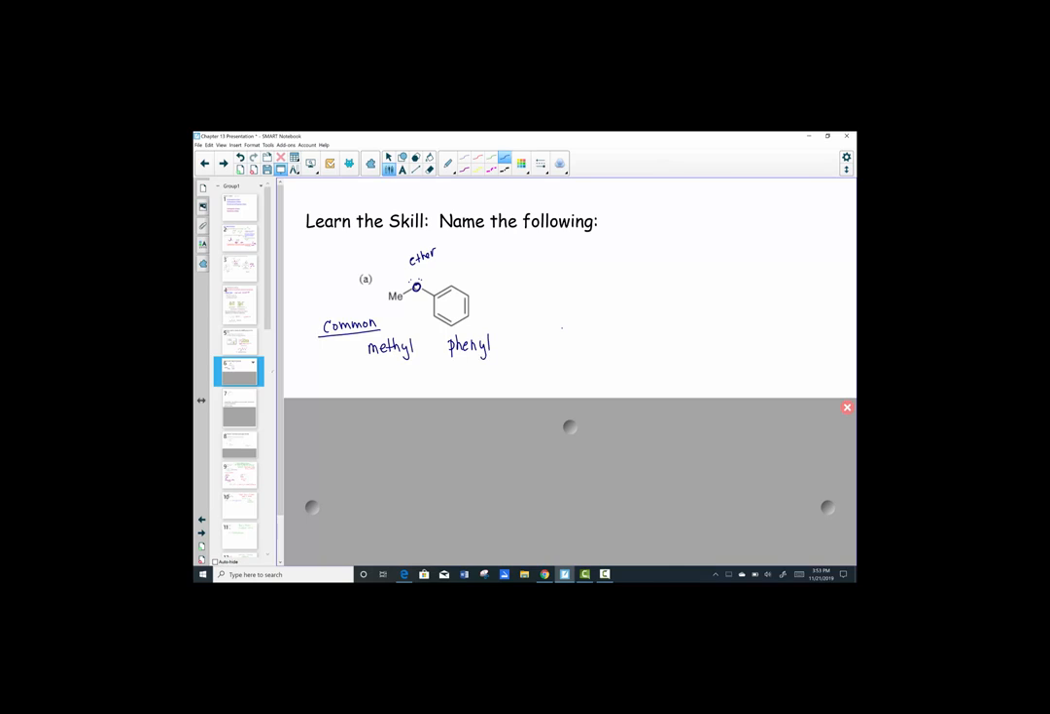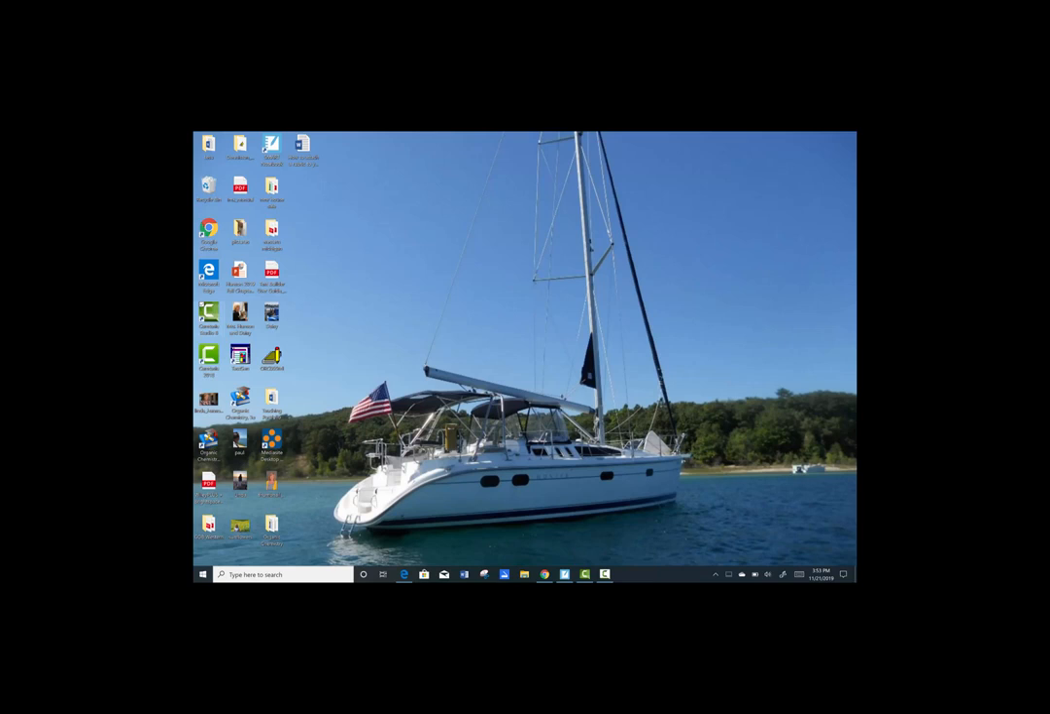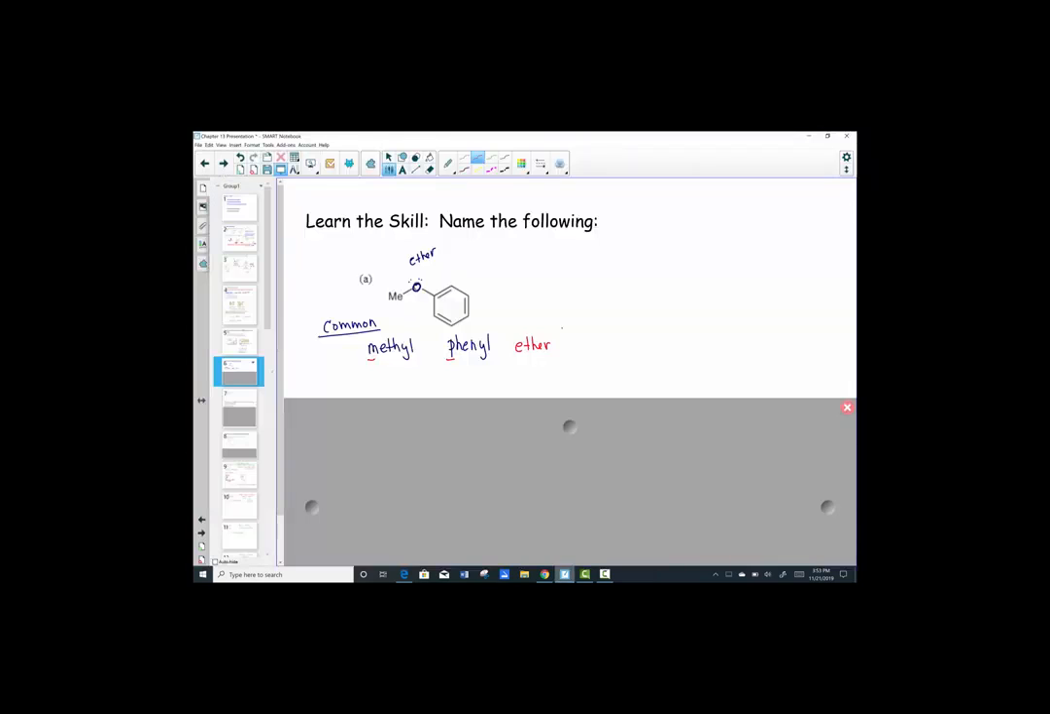And when we name this benzene as a substituent, it's called phenyl. Listing those in alphabetized order: methyl, phenyl, and then the last word, ether. So there's its common name. Just simply looking at each one of those, in alphabetical order, list the substituents.